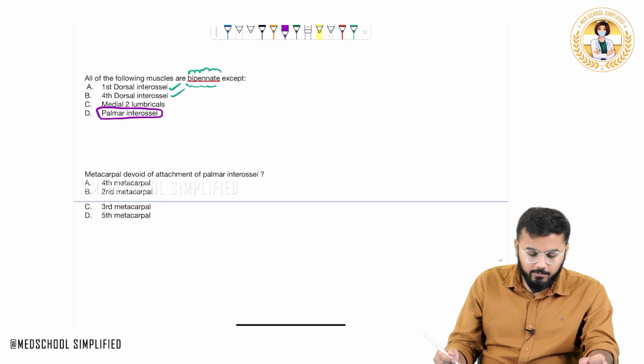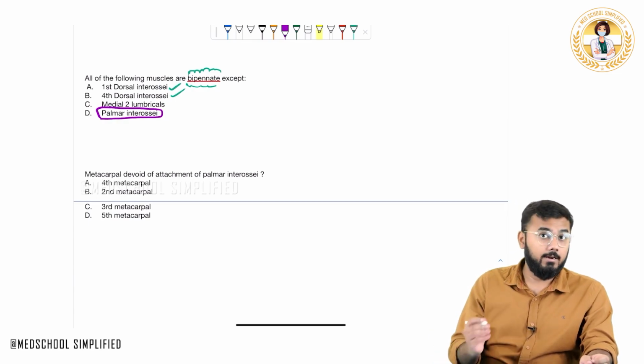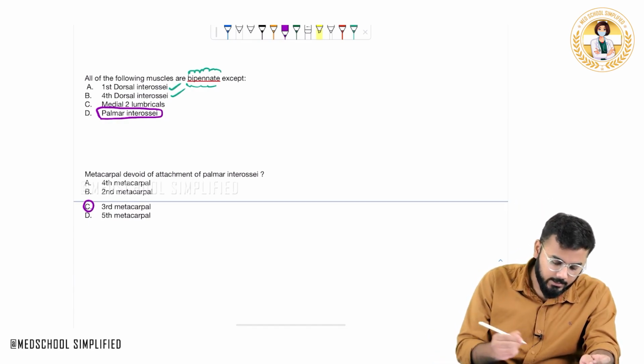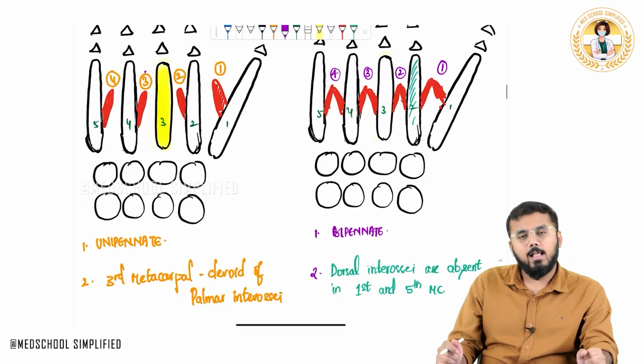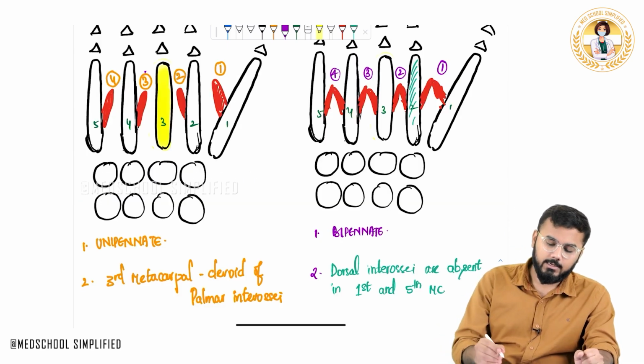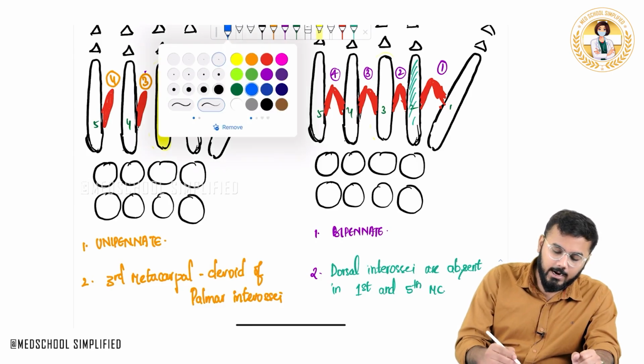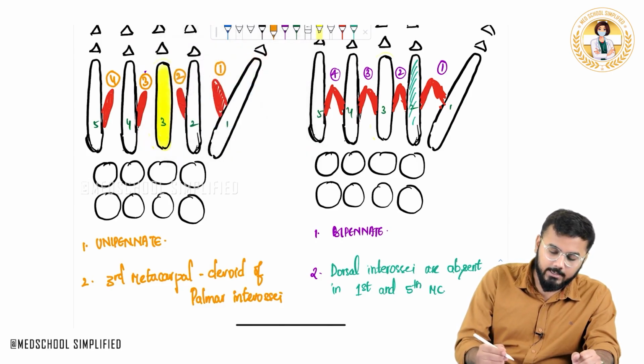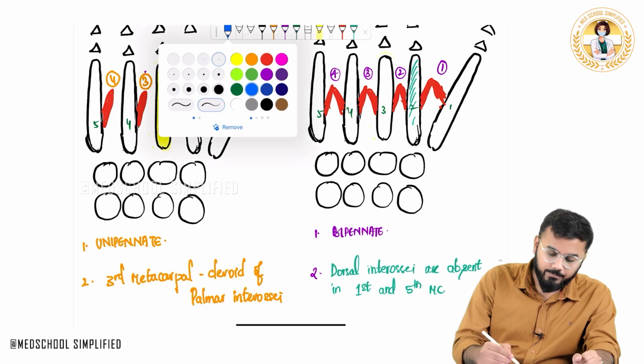Metacarpal devoid of attachment of palmar interossei, and we have already discussed that it is the third metacarpal. Okay. And the second important thing you need to know here, guys, is that there is an artery, right? That artery is called your radial artery.